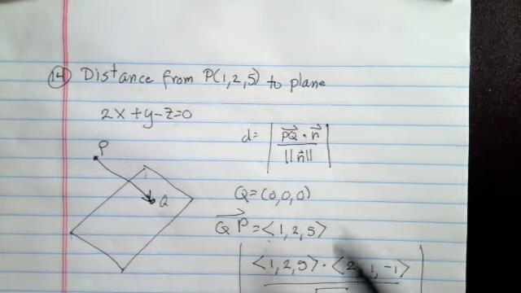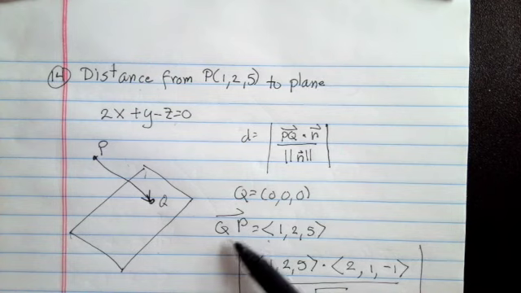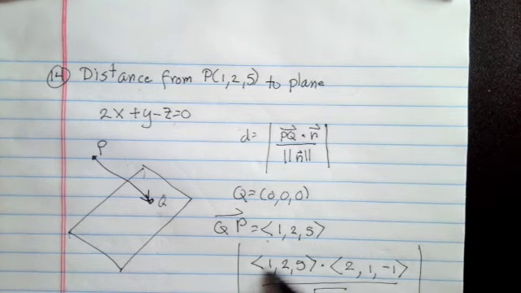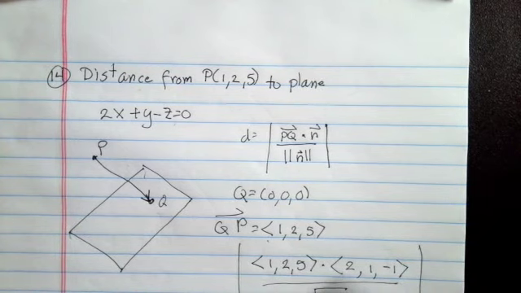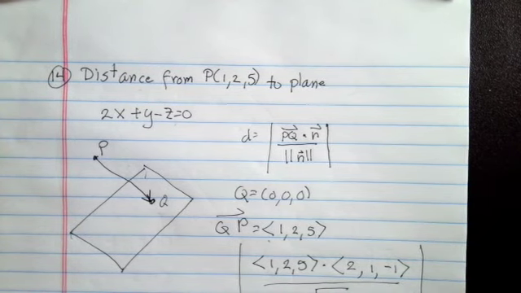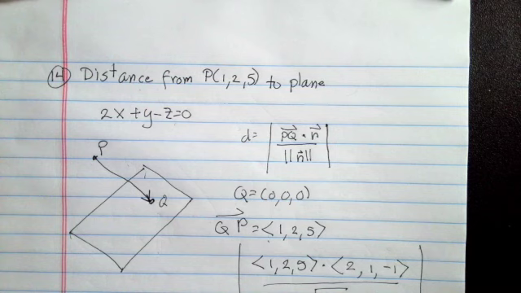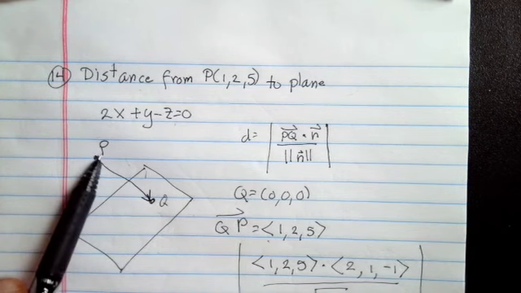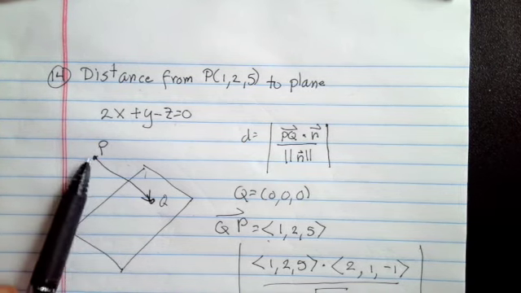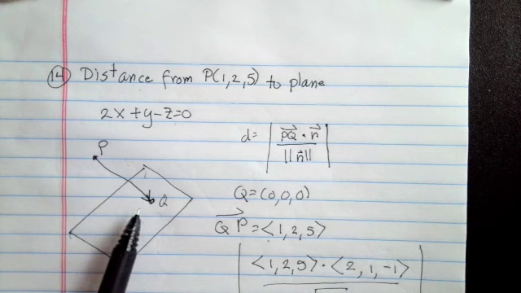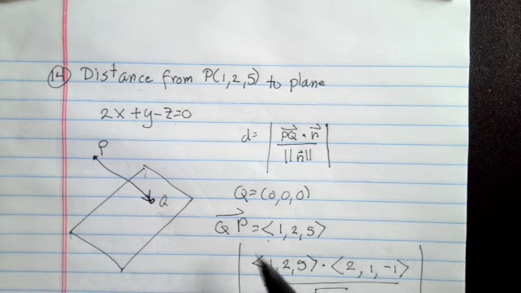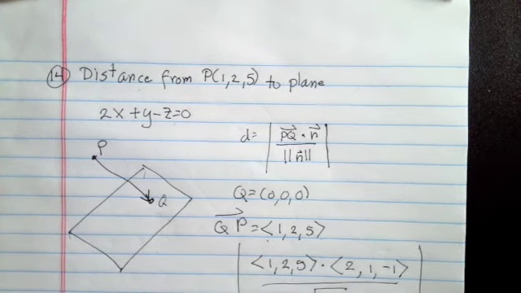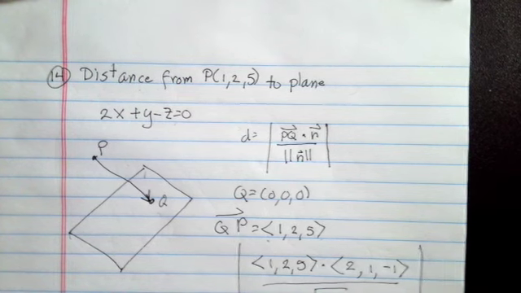Again, if we had found the vector QP instead of PQ, all that would do is change the signs of this vector, and it would change the sign of the thing inside the absolute value. But we're taking the absolute value anyway, so it does not matter. You can go in either order: from the point off the plane to the point on the plane, or from the point on the plane to the point off the plane, when constructing this vector. It does not matter.